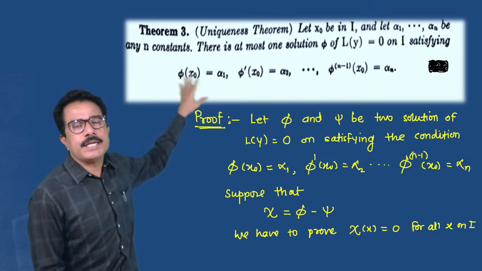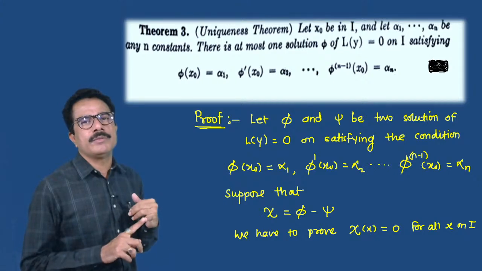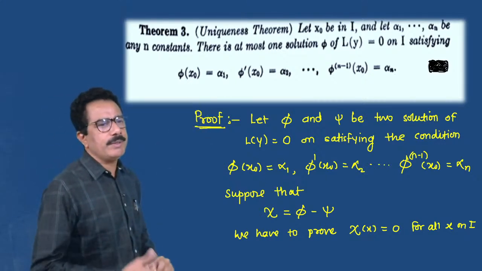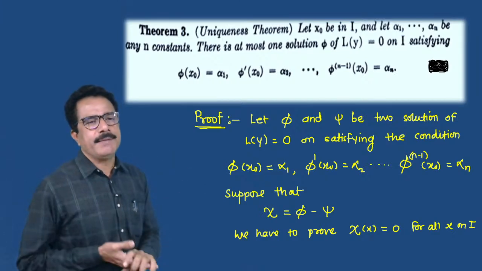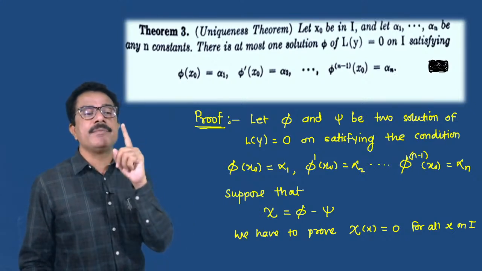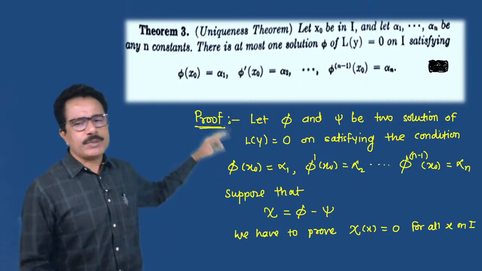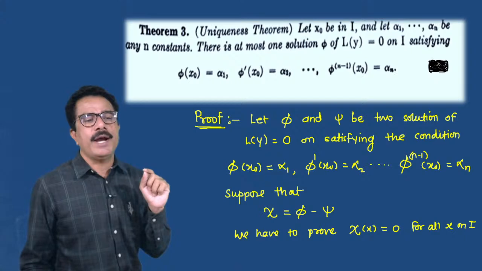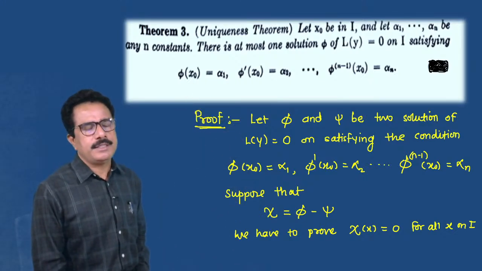Now we shall discuss the third theorem, that is uniqueness of the solution. In the last lecture we have seen the two theorems based on the homogeneous or non-homogeneous differential equation with variable coefficients. But here we shall discuss the uniqueness theorem. What is meant by the uniqueness theorem? Let x naught be an initial point in the interval I, and alpha 1, alpha 2, alpha 3, up to alpha n be any n constants. Then there is at most one solution phi of L(y) equals 0 on I satisfying phi(x naught) equals alpha 1, phi dash(x naught) equals alpha 2, up to phi raised to n minus 1 of x naught equals alpha n. This is also called an initial value problem.